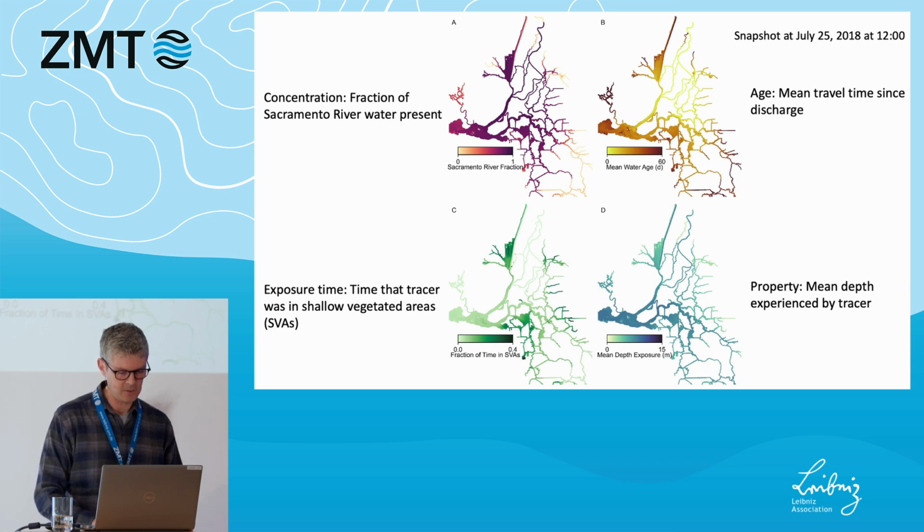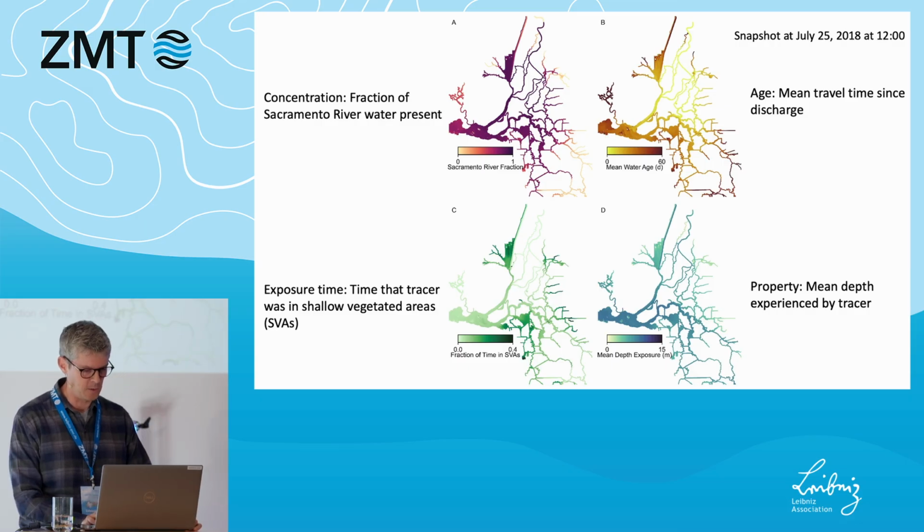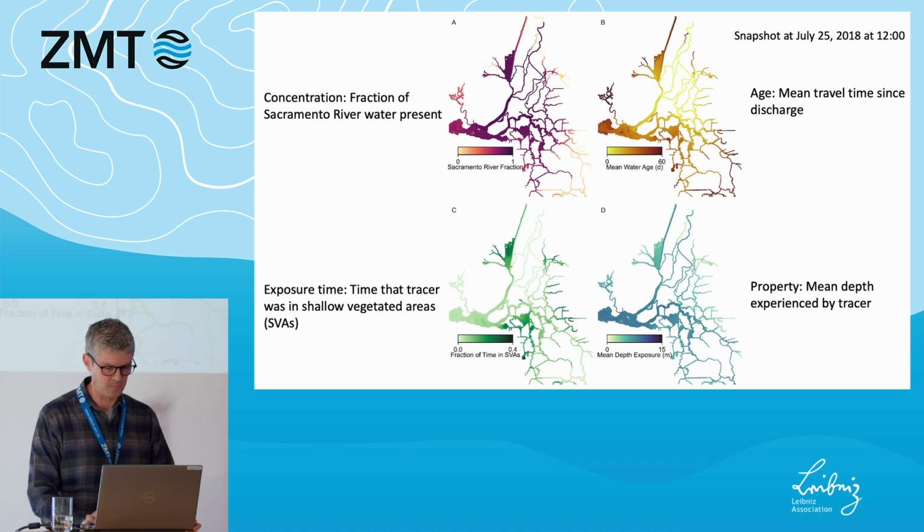And for the exposure time, we have some remote sensing data to tell us where the vegetation was this year, 2018, our simulation year. From that, we can calculate the fraction of time spent in shallow vegetated areas. And then in the property tracking part, we get the mean depth experienced by the tracer. Of course, this is not the depth at the location of the tracer at any point in time. That would not be interesting. But we want to know the mean depth experienced over the transit of the tracer from the river to any subsequent location.